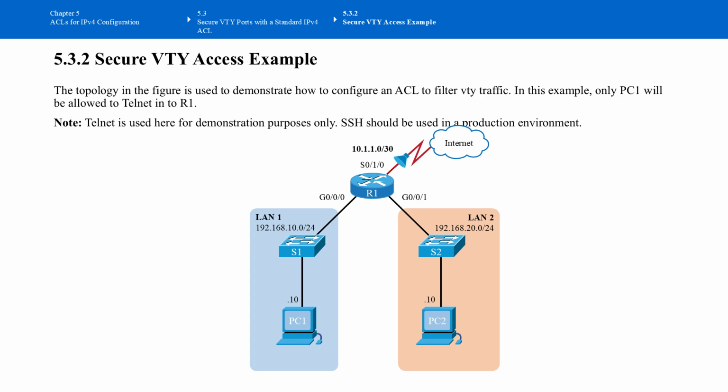Notice that this ACL is protecting administrative access to R1 only. It is not filtering normal traffic that PC1 or PC2 route through R1. Although the figures demonstrate Telnet, in a production network SSH should be used instead, because Telnet sends information in plain text.